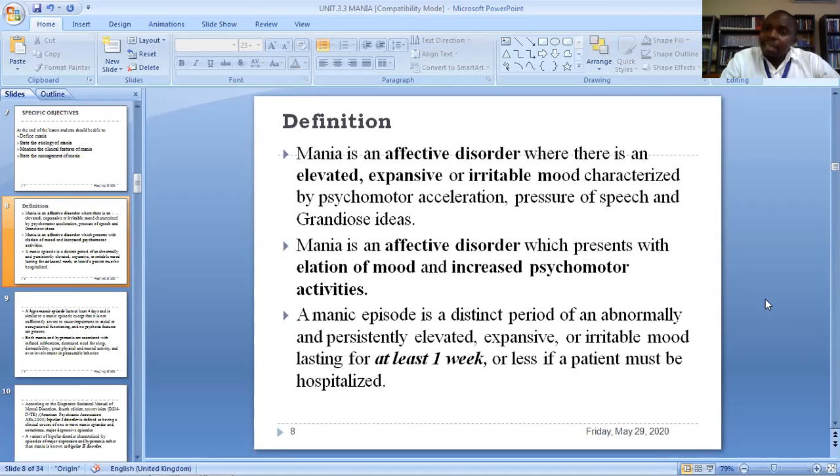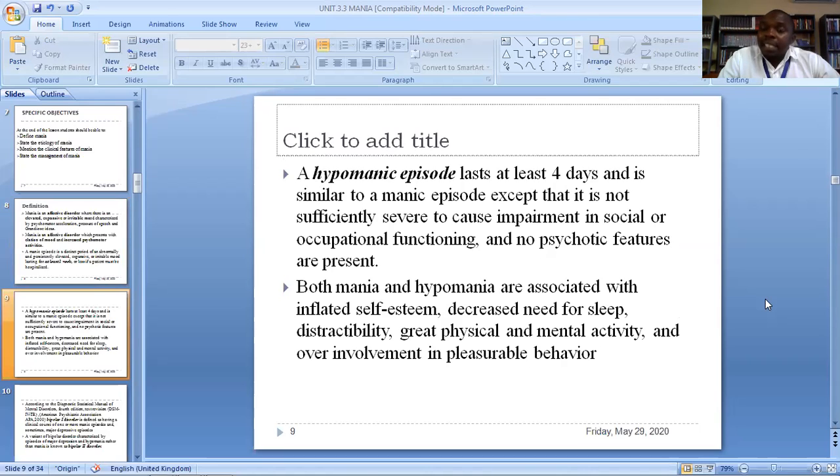So when a patient with mania is hospitalized, the manic episode might not take even a week. But if they're not hospitalized and not under treatment, the episode might go for 7 days. These same manic patients, there are times when they have a hypomanic episode. This one lasts at least 4 days and is similar to a manic episode, except that it is not severe enough to cause impairment in social or occupational functioning. And usually here there are no psychomotor features present.